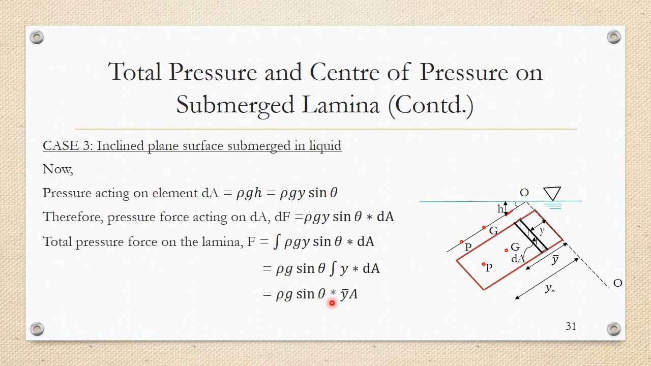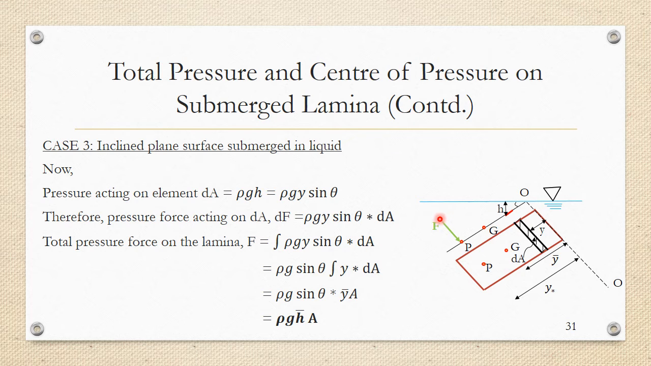But we know that sine theta into y bar, or y bar sine theta, is nothing but h bar. And so the total pressure force on the lamina is given by rho g h bar into A. So we have ended up with the same expression that we found for vertically submerged surfaces immersed in the fluid. Here, even for inclined surfaces, the total pressure force on the lamina was derived to be rho g into h bar into A. The expression remains the same, where h bar is the vertical distance of the center of gravity from the free surface. Now we need to also find out the position of h star. We need to find out an expression for h star.